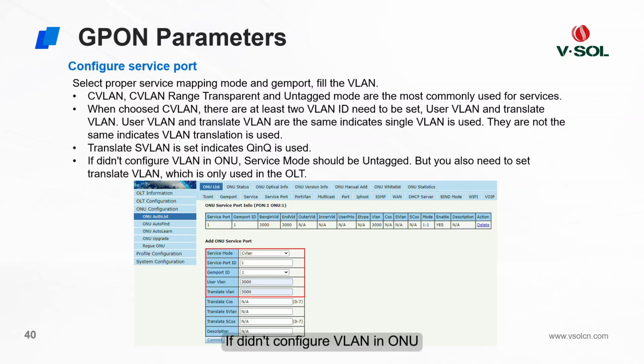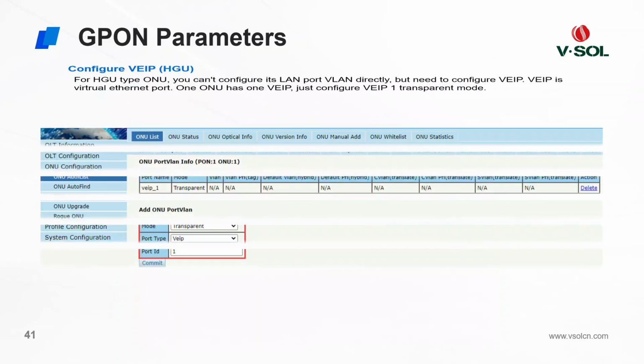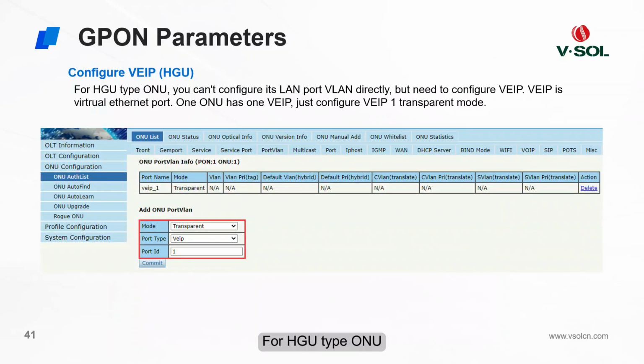If VLAN isn't configured in the ONU, the service mode should be untagged. But you also need to set the translate VLAN, which is only used in the OLT. For HGU type ONU, you can't configure its LAN port VLAN directly, but need to configure VEIP on the port VLAN page. VEIP is Virtual Ethernet Port. One ONU has one VEIP, just configure VEIP1 in transparent mode.